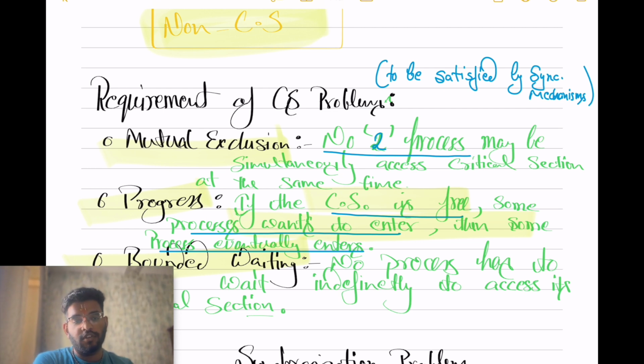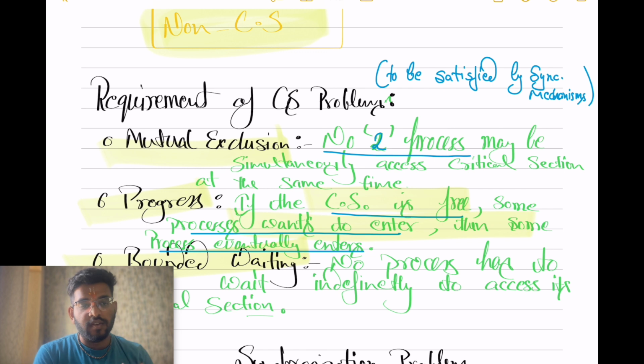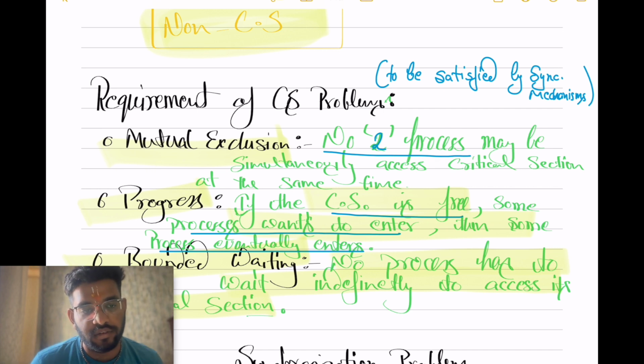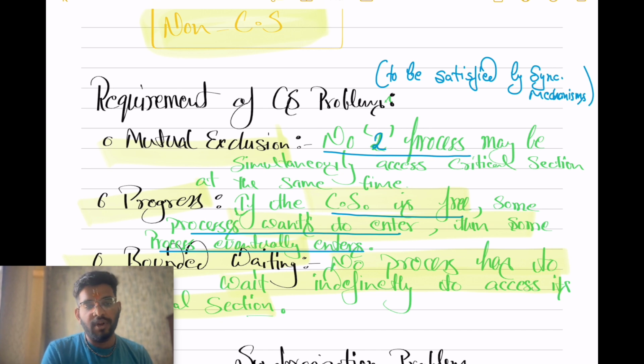If process P1 wants to enter the critical section and it is free, then P1 is allowed to enter without any other problem. Bounded waiting is like if P1 exits the critical section, P1 cannot re-enter immediately. It is defined as: no process has to wait indefinitely to access its critical section. If there are three processes and P1 is currently using the critical section, as soon as P1 exits, P1 shall not directly enter again because P2 and P3 are already waiting.